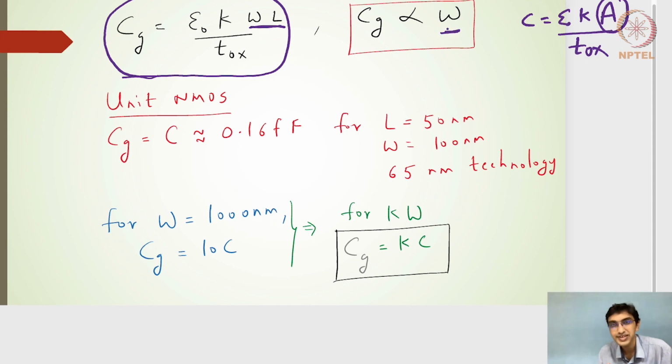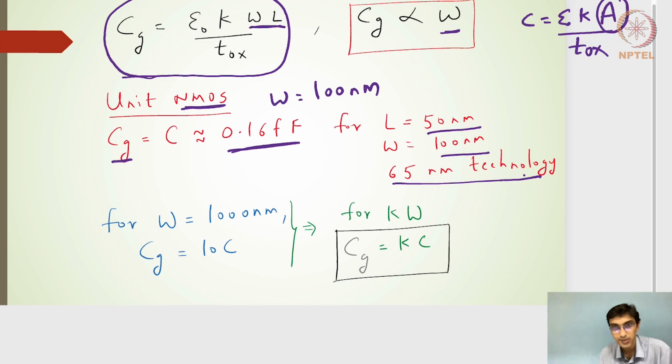So if I consider a unit NMOS transistor, my W is actually 100 nanometers. If my W is 100 nanometers, the CG value turns out to be 0.16 femtofarads for an L of 50 nanometers, W of 100 nanometers for a 65 nanometer technology node. For a W of 1 micron, which is 1000 nanometers, the W increases, the area increases, so the CG value will also increase.